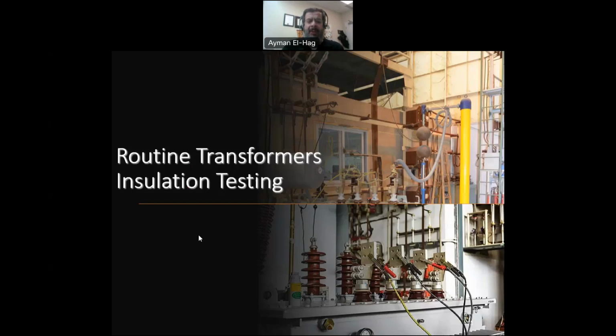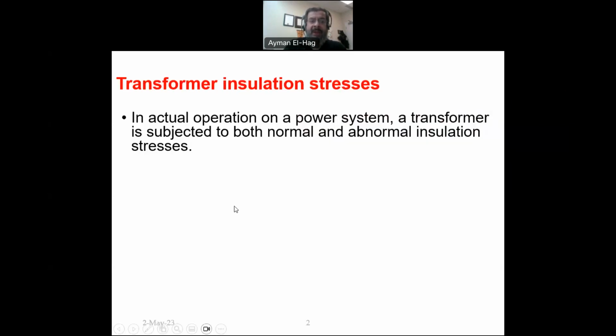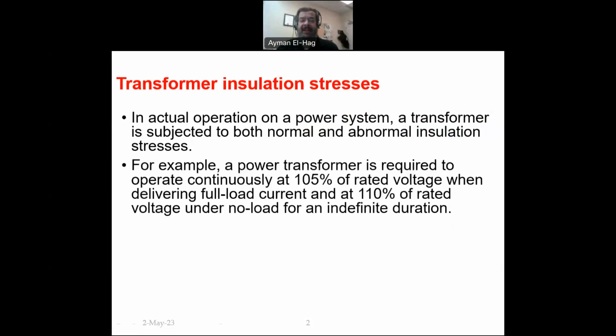Just to start with some background on why we need these tests. First of all, transformers are usually subjected to normal and abnormal insulation stresses. When they are working at normal conditions, they have to continuously work at 105% of the rated voltage when delivering the full load, and up to 110% of rated voltage under no load conditions. So that is the normal operation of the transformers. They have to withstand these stresses, and this has to be done for an infinite period of time.